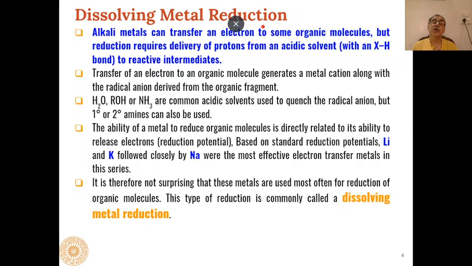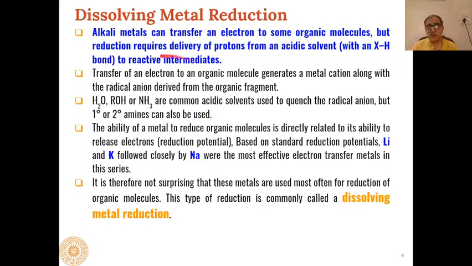As you know, alkali metals can very easily transfer an electron, and that electron can be transferred to the organic molecules, and reduction can take place by delivery of a proton from the solvent. So the transfer of an electron followed by transfer of a proton can lead to the formation of reduction products.